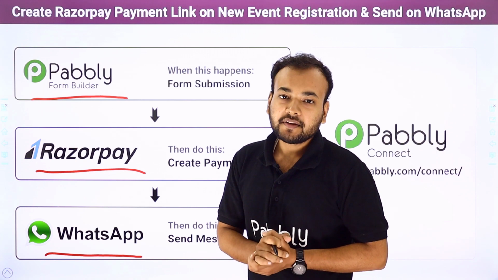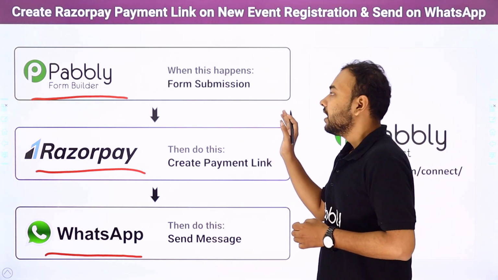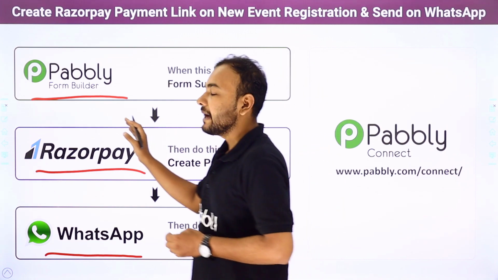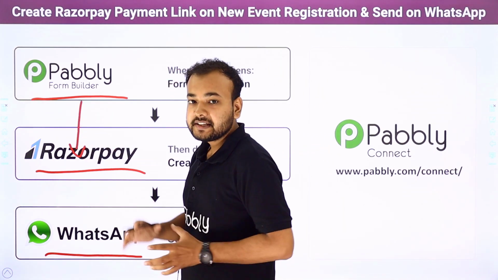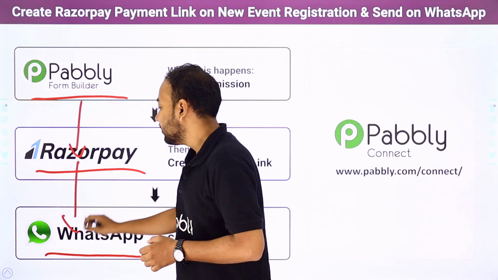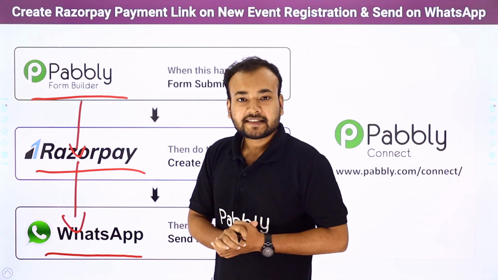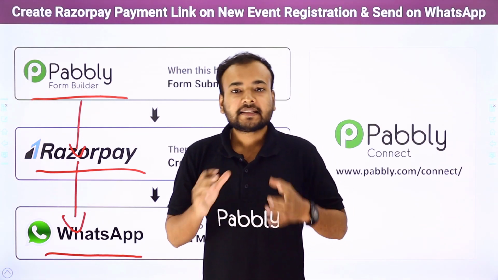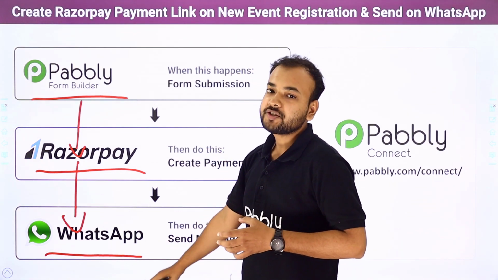So we have a better way for you. What if I tell you that as and when you receive a new registration here in the Pabbly form, a Razorpay payment link gets automatically generated and the same payment link gets automatically delivered on the WhatsApp account of the person who has filled the form. Yes guys, this can be done, and this can happen by connecting Pabbly Form Builder with Razorpay and WhatsApp.